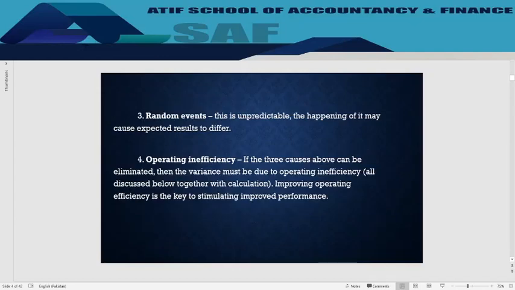Third is random events. This is said to be unpredictable. The happening of it may cause expected results to differ. Fourth is operating inefficiency. If the three causes above can be eliminated, then the variance must be due to operating inefficiency. And improving operating efficiency is the key to stimulating improved performance.